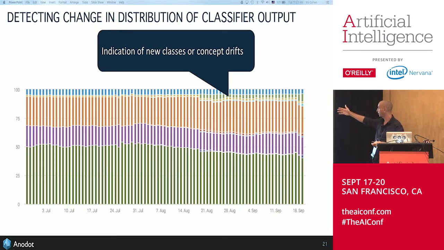And if all of a sudden you see a change in that distribution, it might mean that you have new classes that you haven't thought about. It might mean that you have concept drifts. And you might have to go back and retrain your models now based on that input. But if you're not aware of it, if you're not tracking this, then you're going to miss it. And this could last for a long time. And eventually you get hit as a business.